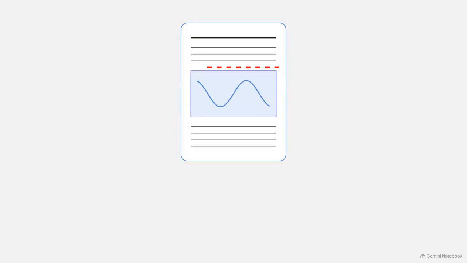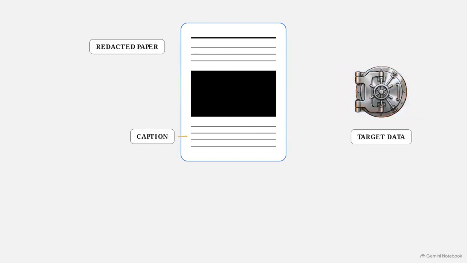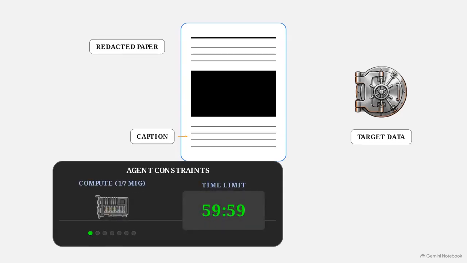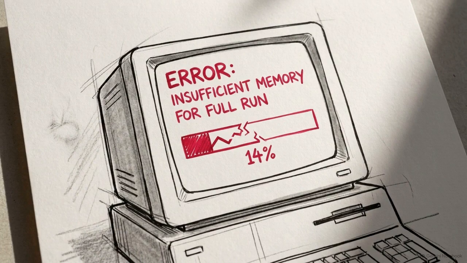A vision language model scans 100 published papers, redacts the results figures, and locks the original plots away. The agent then receives the redacted paper and strict constraints: exactly 60 minutes, and a 1/7 slice of an H200 GPU. These compute and time limits are an intentional bottleneck. They guarantee that the original experiment described in the paper cannot simply be rerun natively.